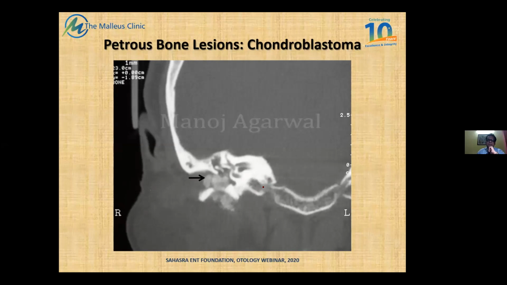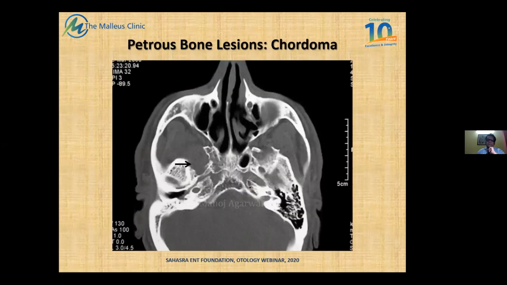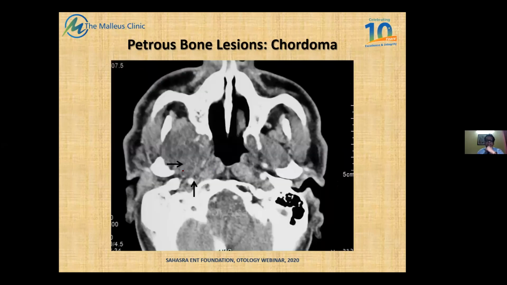This is another, the same patient, chondroblastoma, and this is a slightly lateral chordoma. Within the chordoma, it's a much smoother shadow, though it's an equally malignant and spreading tumor, but you do not see much of an intralesional calcification within a chordoma. That's another chordoma for you.